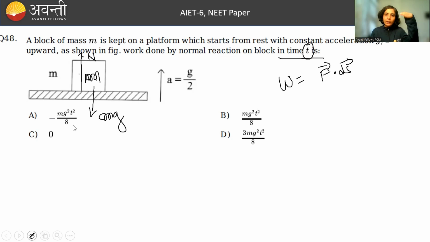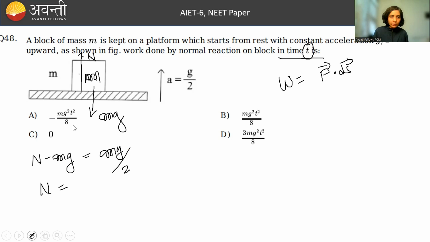And since it is going up with acceleration a, net force will be in the upward direction. N minus mg will be equal to mass into acceleration, mg by 2. So N is equal to 3 mg by 2. So we need to find the work done by the normal reaction. So the force value we have is 3 mg by 2.